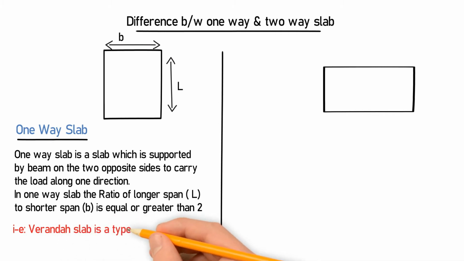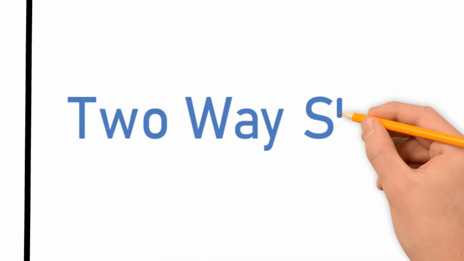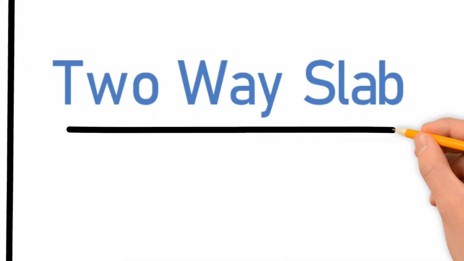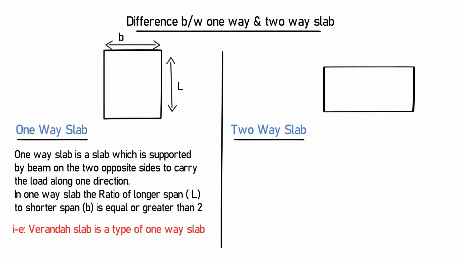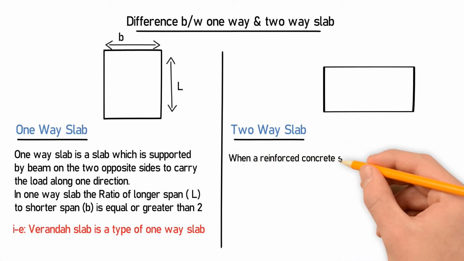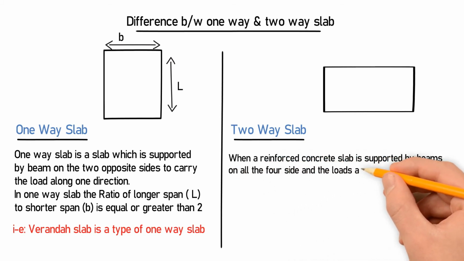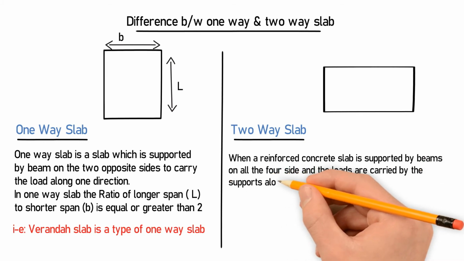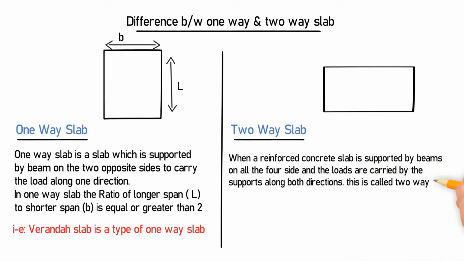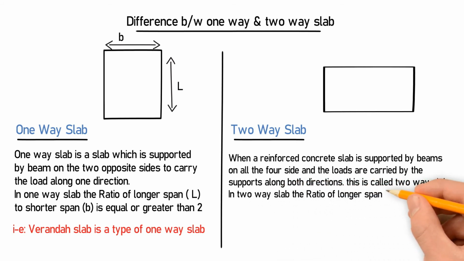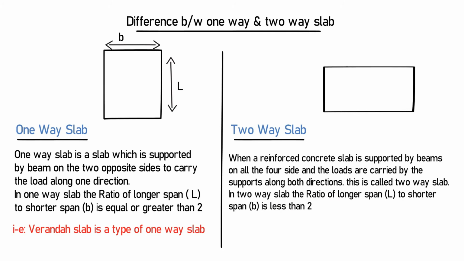Now let's come to the two-way slab. So for two-way slab, when a reinforced concrete slab is supported by a beam on all the four sides and the load are carried by the support along both directions, this is called two-way slab. In two-way slab, the ratio of longer span L to shorter span B is greater than 2. This will be the longer span divided by shorter span is greater than 2.